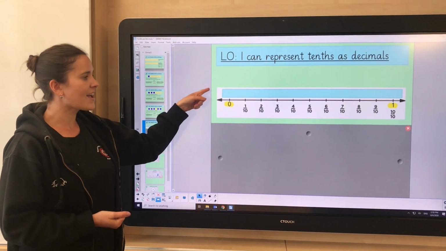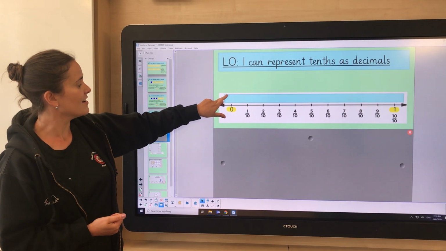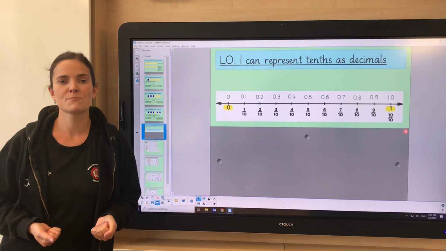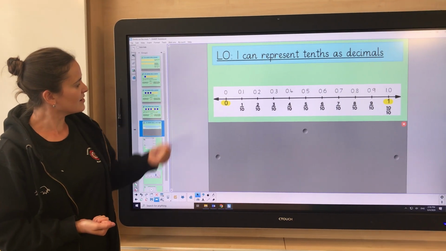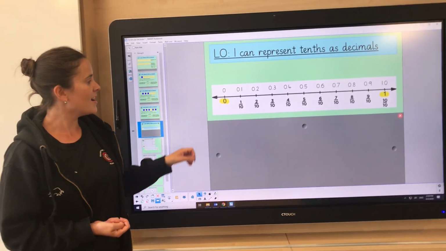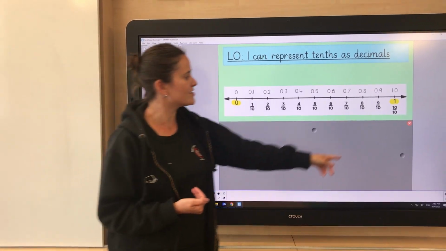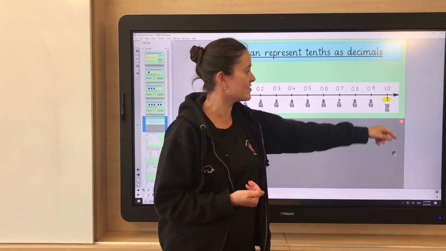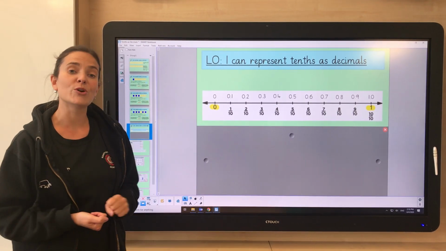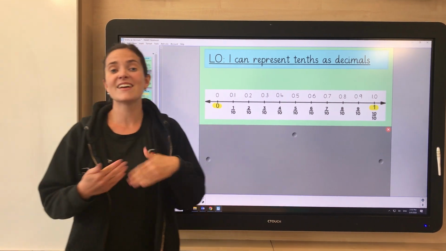But this time I have changed what is above the line here. I've changed it from words to decimals. So you can see 1/10 as a decimal is 0.1, and the same pattern occurs all the way along the number line until you get to 10/10 over here. So 2/10, 0.2, 6/10, 0.6, etc.